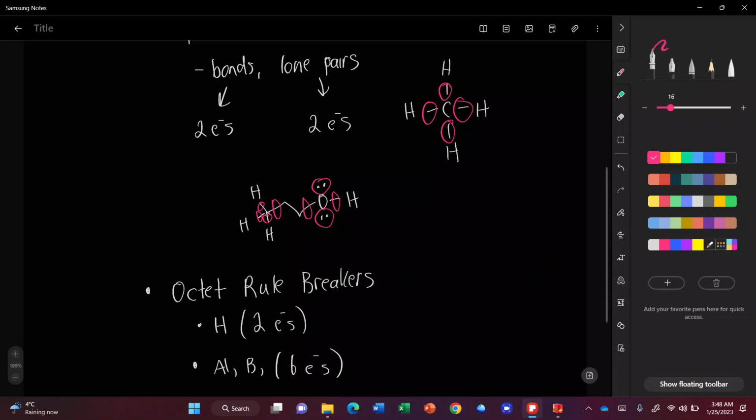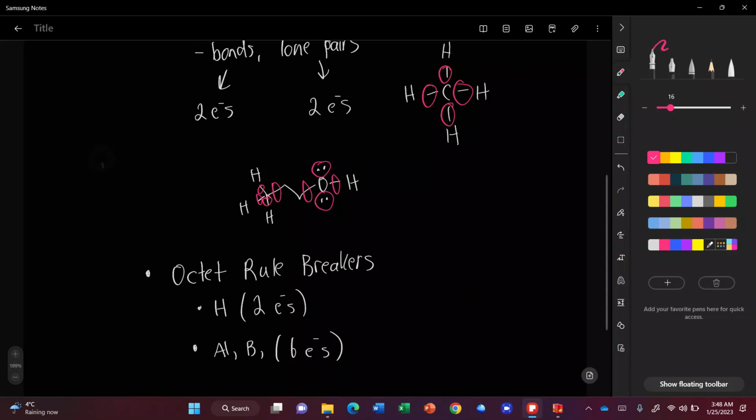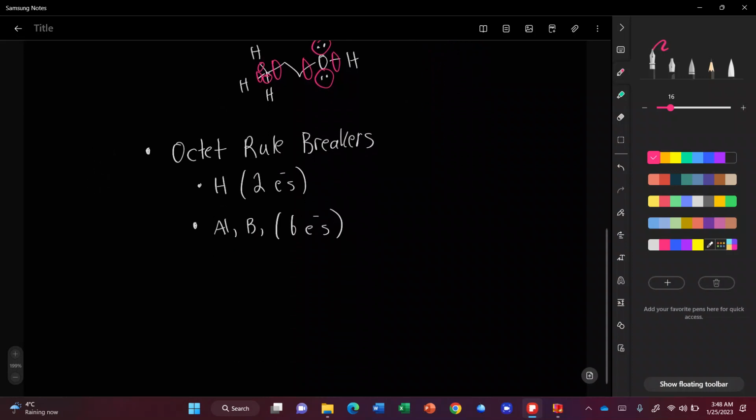I already told you why hydrogen breaks the rule: it only has a 1s orbital. Aluminum and boron are going to break the rule for a formal charge reason, and I'm going to get to that in a little bit. And I just realized there's totally another set of rule breakers, my bad, there's actually 3 of them. These two rule breakers right here break the rule because they can have less than an octet.